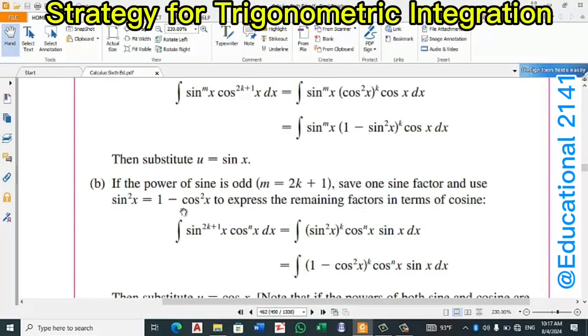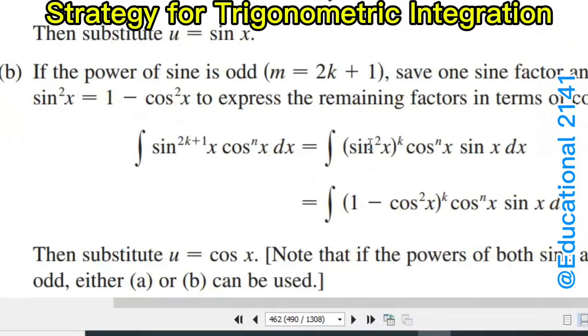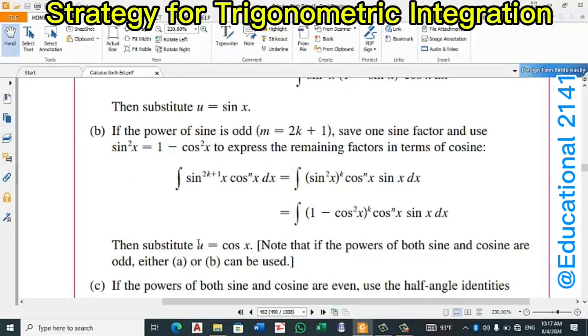Okay? The integral of sine of x to the power of 2k plus 1 times cosine of x to the power of n dx is equal to the integral of sine of x squared to the power of k times cosine of x to the power of n times sine of x dx. It means we save the sine factor here, and instead of sine of x squared, we use the identity 1 minus cosine of x squared, times cosine of x to the power of n times sine of x. Then substitute u equal to cosine of x. Note that if the powers of both sine and cosine are odd, either a or b can be used.